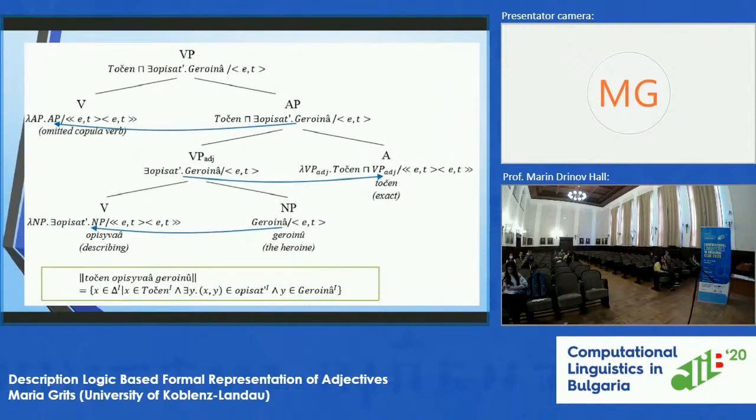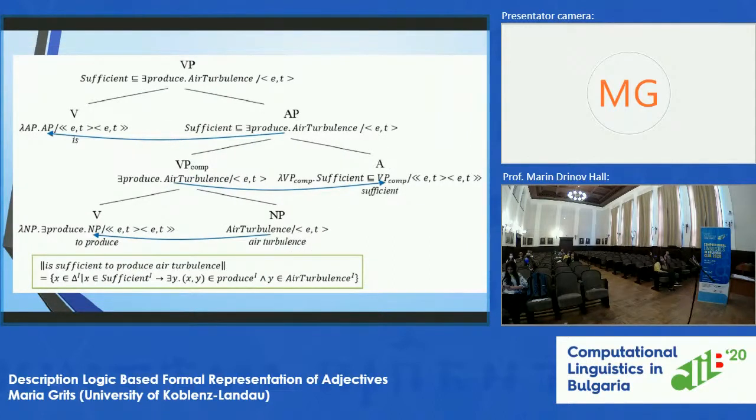The predicative adjective, translated as exact, is used in the predicative function and attaches an open predicative adjunct within the sentence. The writer is exact, describing the heroine. Rule 7 introduces the adjective as a function that returns an intersection of the atomic concept nominated by the adjective and a concept description represented by the related verb phrase describing the heroine. This verb phrase is related to the adjective as an open predicative adjunct.